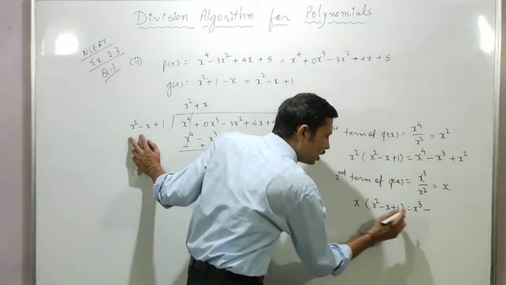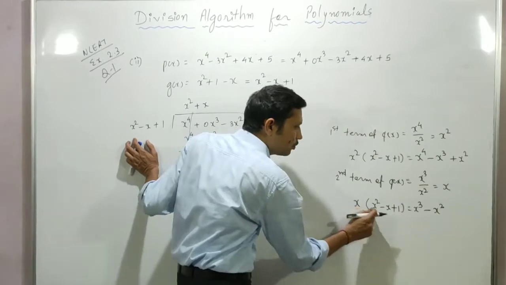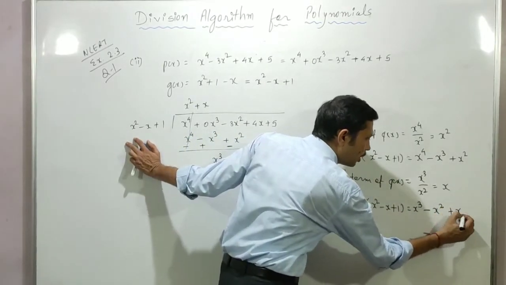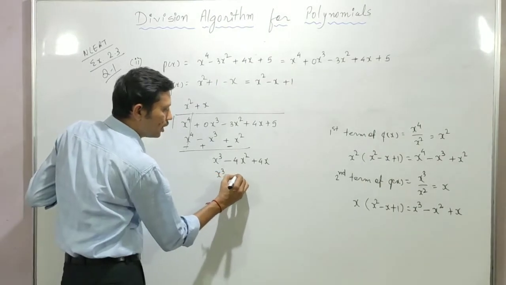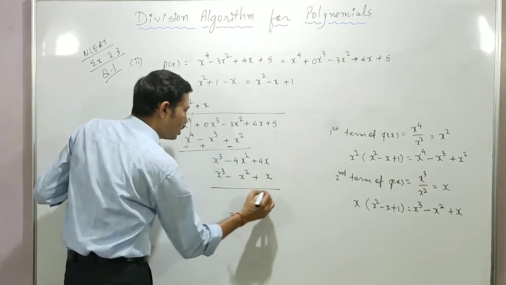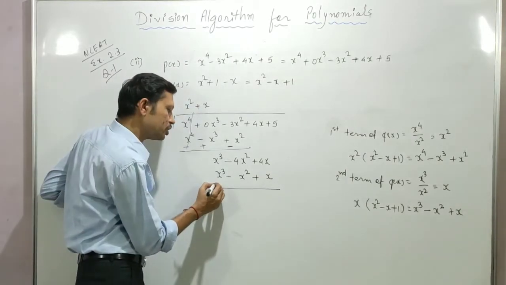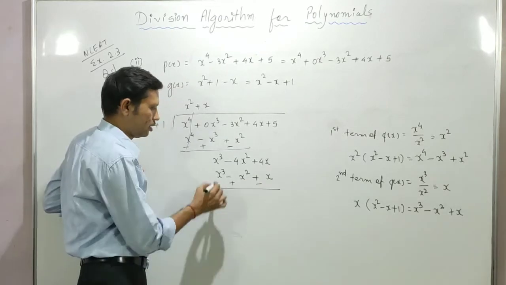Plus minus minus. x multiplied with x becomes x square. x multiplied with plus 1 becomes plus x. So my product is x cube minus x square plus x. Sign of all the terms will be changed. Plus becomes minus, minus becomes plus, and plus becomes minus.